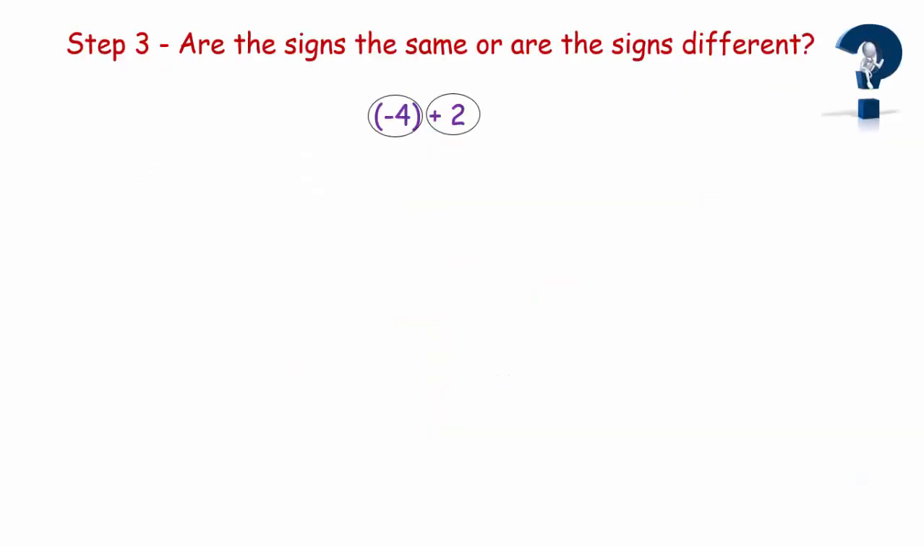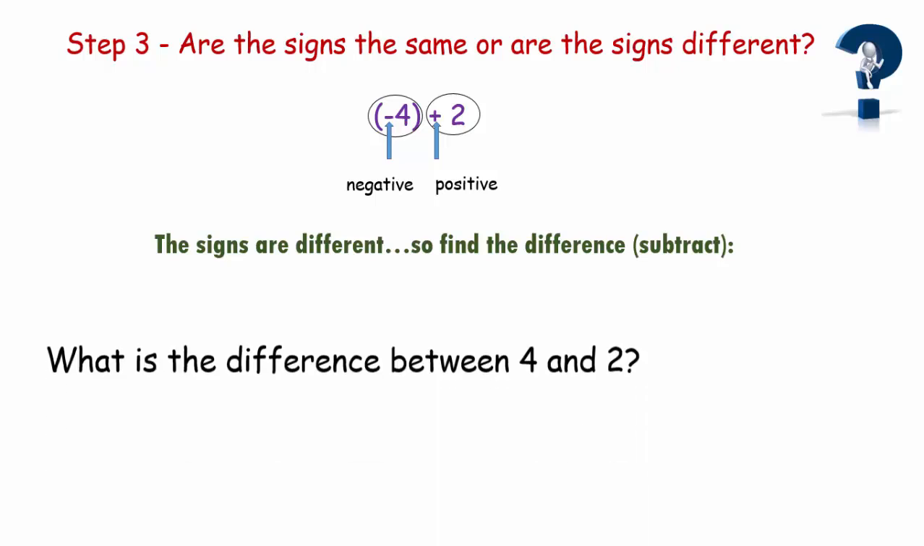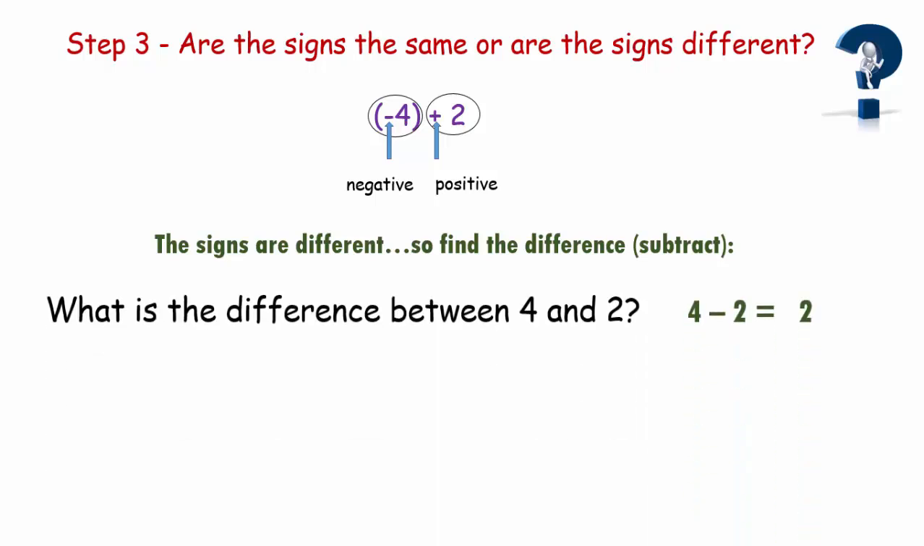Then what you're going to do is ask yourself, are those signs the same or are those signs different? Well, the sign on that 4 is a negative. The sign on that 2 is a positive. Those signs are different. Signs are different, find the difference. That means we subtract. Signs are different, find the difference. What's the difference between 4 and 2? Well, 4 minus 2 is 2. The difference between 4 and 2 is 2.